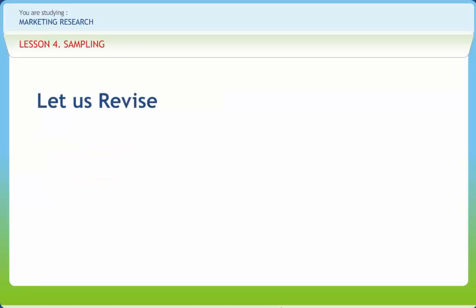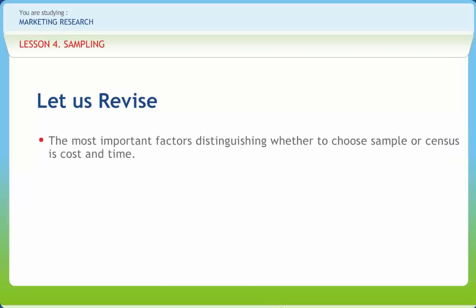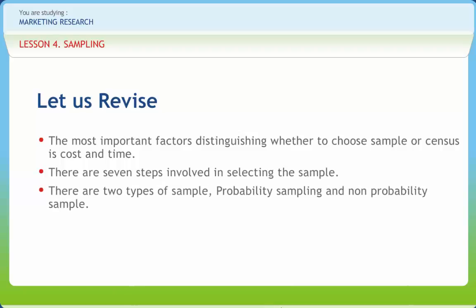Before we end, let us briefly revise what we have studied so far. Sample is a representative of population. Census represents 100% of population. The most important factors distinguishing whether to choose sample or census are cost and time. There are 7 steps involved in selecting the sample. There are 2 types of sample: probability sample and non-probability sample.